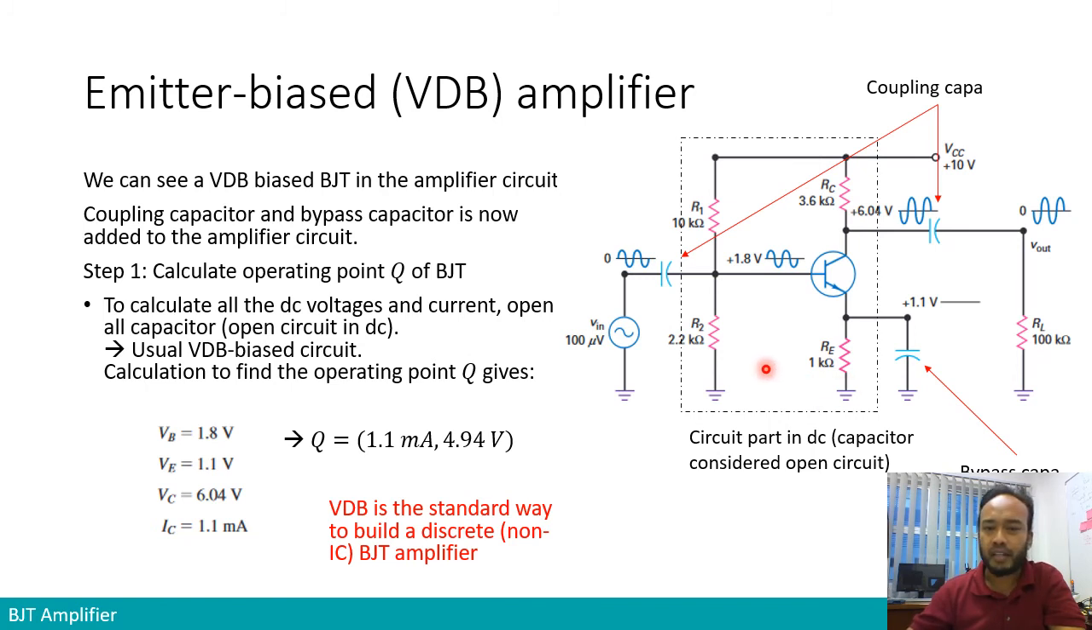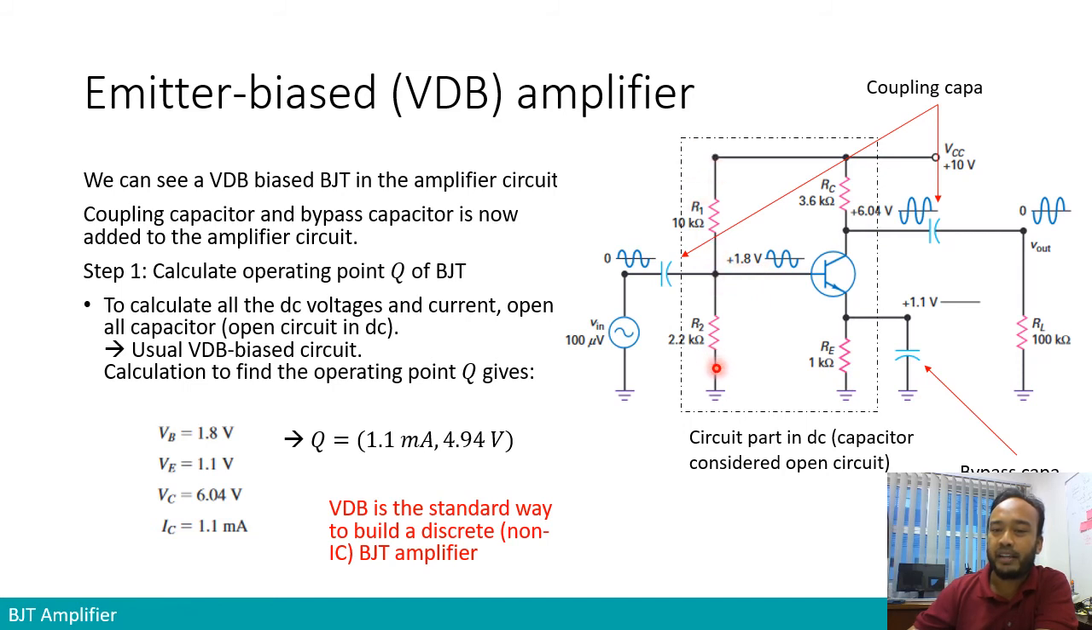Okay, so in total, what we can see here is a complete VDB biased BJT used as an amplifier. We still have all the other components from just now. This is the input voltage. We have the coupling capacitor to join the AC component with the DC component. So of course here you have to calculate the DC component at the base.